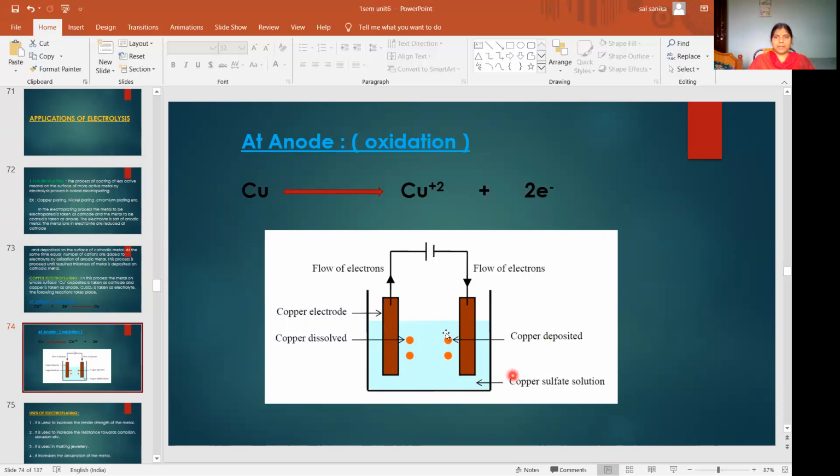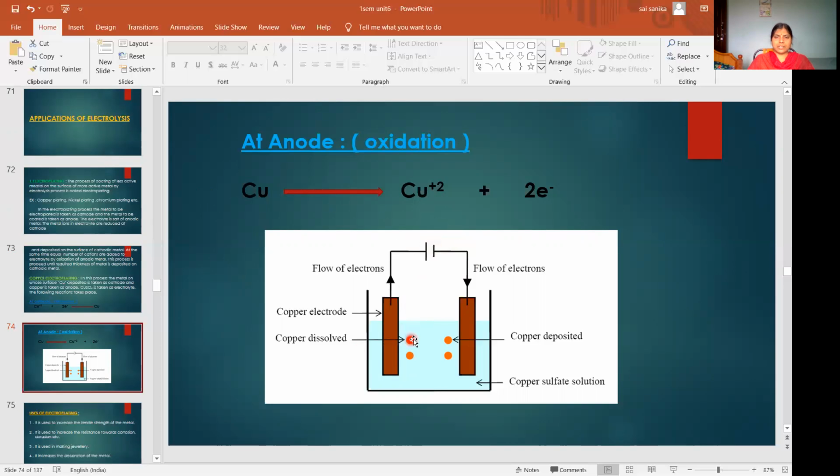Okay, what is the electrolytic solution? Copper sulfate solution. So what are we doing? We are constructing an electrolytic cell. So constructing an electrolytic cell means what you have to do? You have to connect these metal rods to the battery. So already we discussed, the battery has two poles, the positive pole and the negative pole.